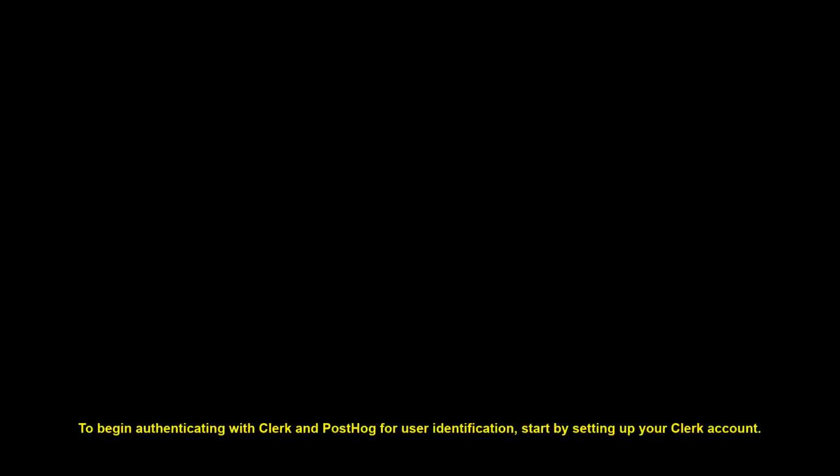To begin authenticating with Clerk and PostHog for user identification, start by setting up your Clerk account. Visit the Clerk website and create a new account if you haven't done so already. Once you have your account, navigate to the dashboard. Here, you will need to create a new application in Clerk.